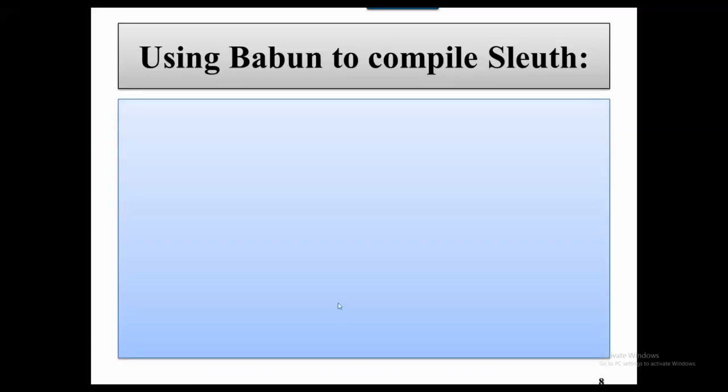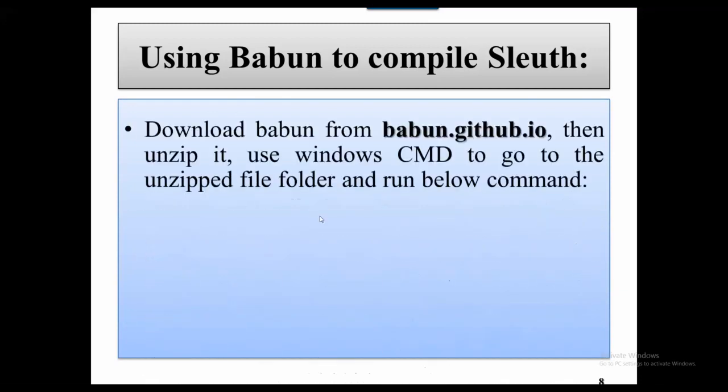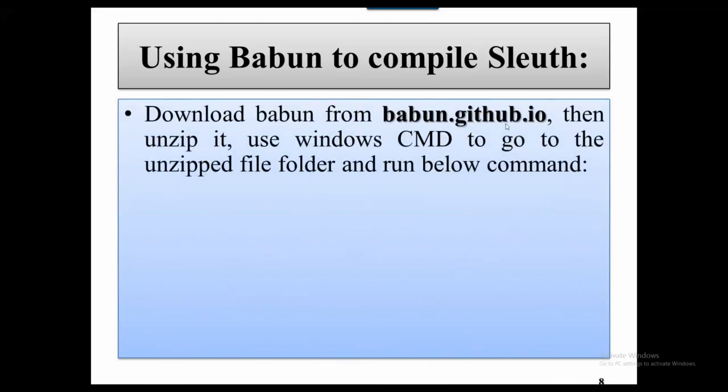And now to Baboon. Well, for Baboon you go to this site, baboon.github.io. You download the software over there, unzip it on your computer, and use CMD of the Windows to go to this folder, and you run this command.